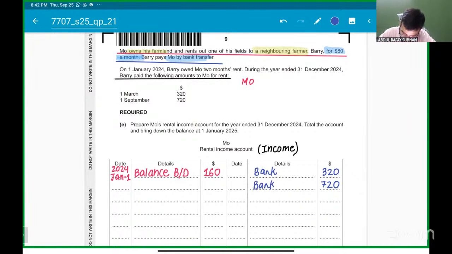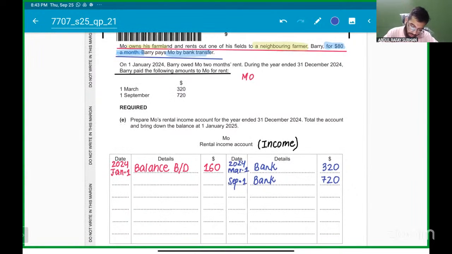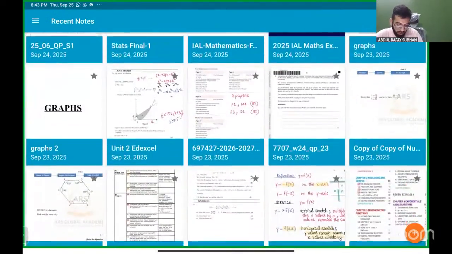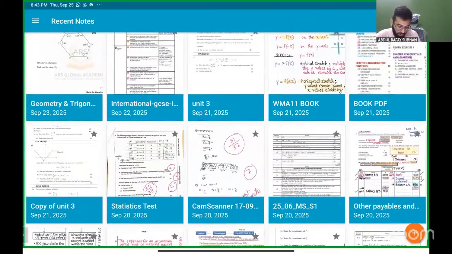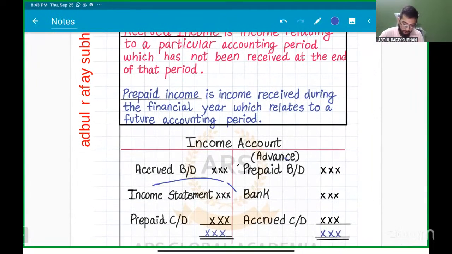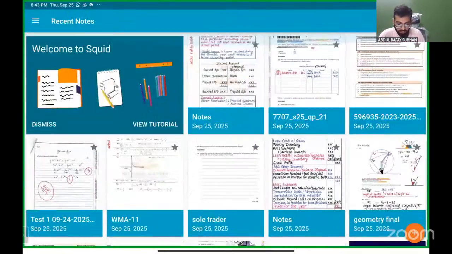So bank and bank, we have to write down 2024 March 1st and September 1st as well. Both of them will come in 2024, March 1st and September 1st. And then we already know the total year income. Since there is an income account, we have already talked about it. How does things look like in an income account? In an income account, we get the income statement on the debit side. So you can easily get the income statement on the debit side, sir.